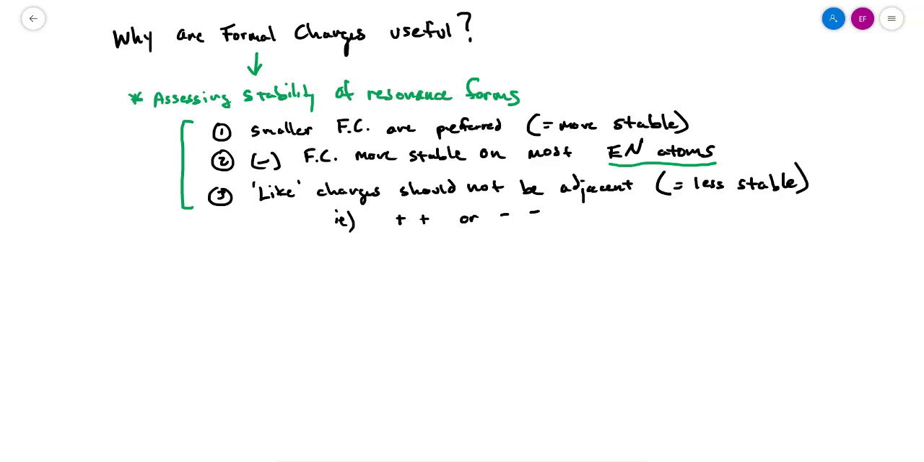The third criterion is that if you have multiple atoms in your molecule, each of which has a non-zero formal charge, you'd prefer not to have 2 charges that are the same immediately adjacent to each other on atoms. So a positive next to a positive or a negative next to a negative. You'd rather have these separated, or have a positive and negative adjacent to each other.